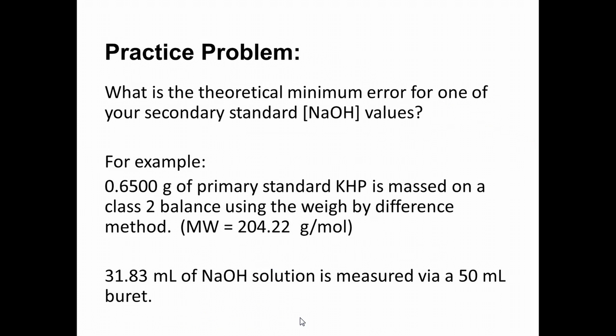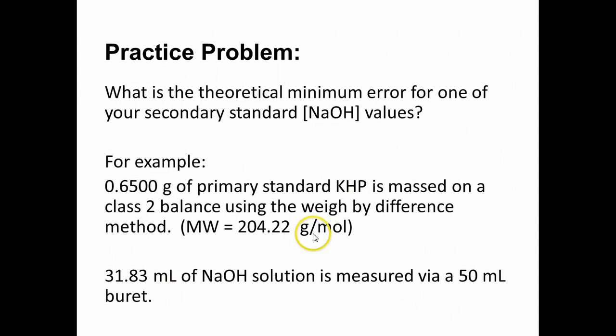This practice problem deals directly with what we're doing in lab this week. We're making a secondary standard of sodium hydroxide that we're going to use to titrate KHP. How this works, we're going to measure out some primary standard, and you're going to determine the moles of that, and then you're going to titrate that with sodium hydroxide, right?